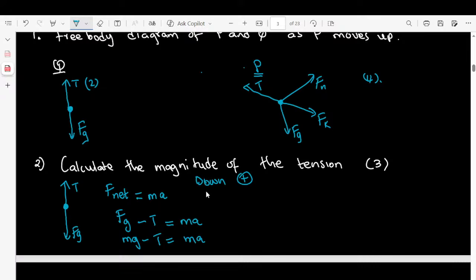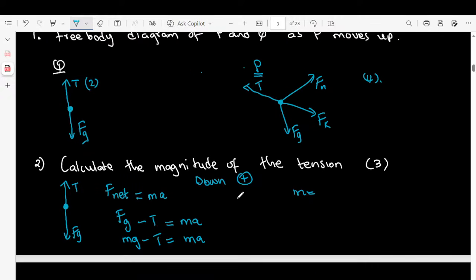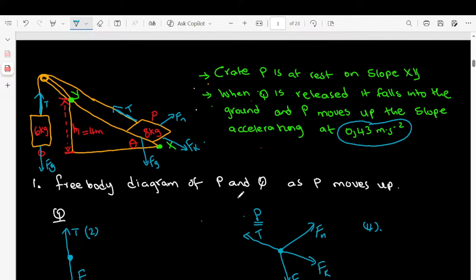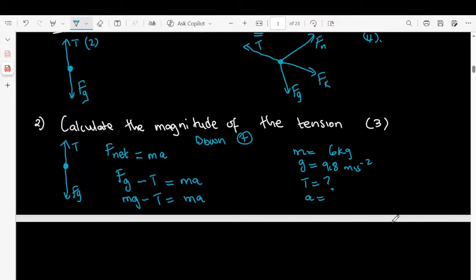We can just substitute what we are given. Remember, what is the mass equal to? The mass is given as 6 kg because we are using the Q. So this is 6 kg. And then we know that g is equal to 9.8 meters per second squared. And we are looking for tension. The acceleration was given as 0.43 meters per second squared, so I'm just going to write my acceleration down. This is 0.43 meters per second squared.